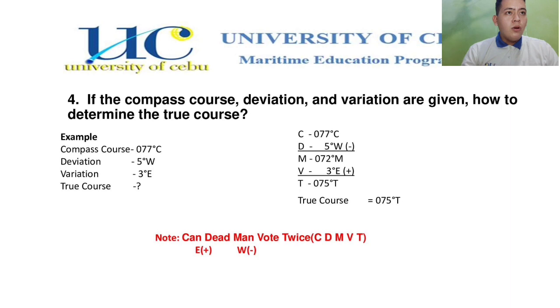So we're going to subtract our 5 degrees deviation from the compass course since it's west. That's why we have the magnetic course of 072 degrees. Since the variation is east, we should add this value to our magnetic course. That's why we have the final answer of true course equals 075 degrees true.